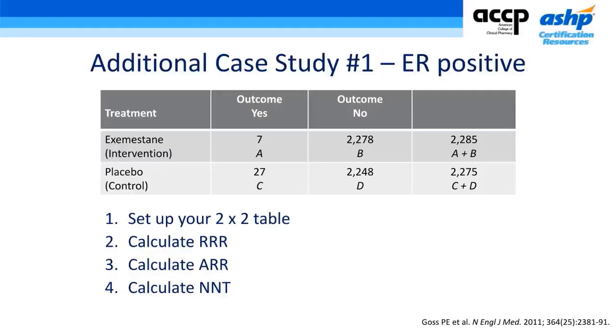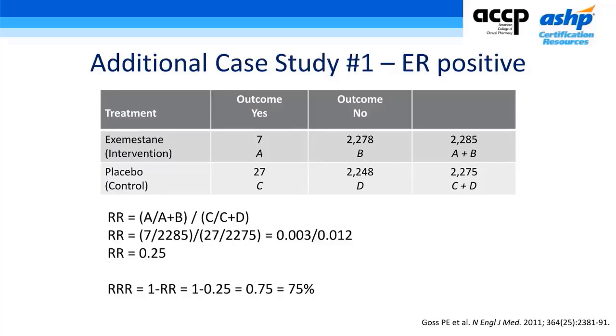This slide shows how you would set up the 2x2 table for calculating the measures of effect, if you're more visual and need the table to help you calculate the relative risk reduction, absolute risk reduction, and number needed to treat. In this case study, we were looking at the ER positive specific population. So if you're given multiple populations, make sure you are reviewing and including the correct data in your 2x2 table.